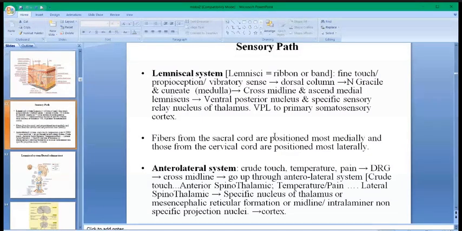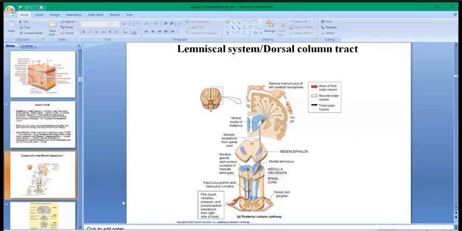Up to this, the lemniscal system, is it clear? If it is not clear, tell me. I will show the figure and then again tell. Should I show the figure first? Yes, can you hear me, sir? The figure is visible. So yes, here red, red.